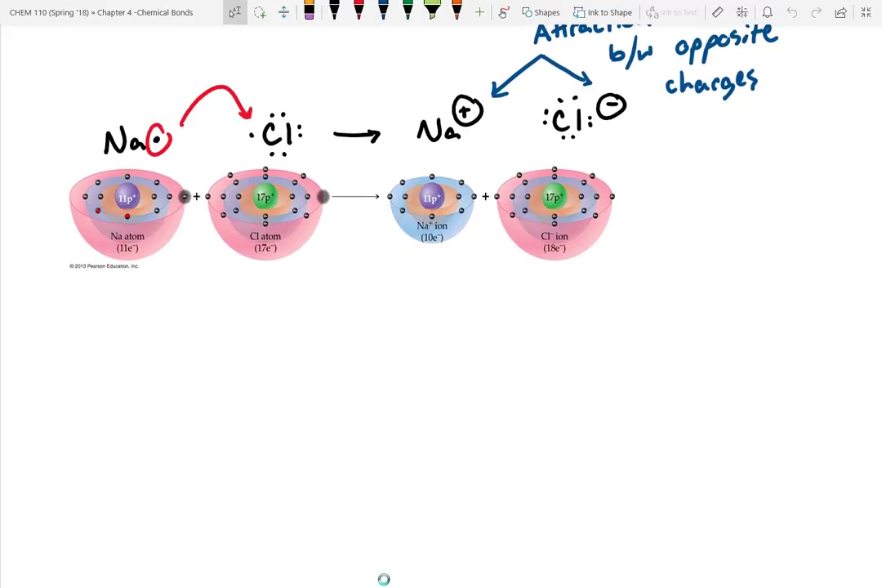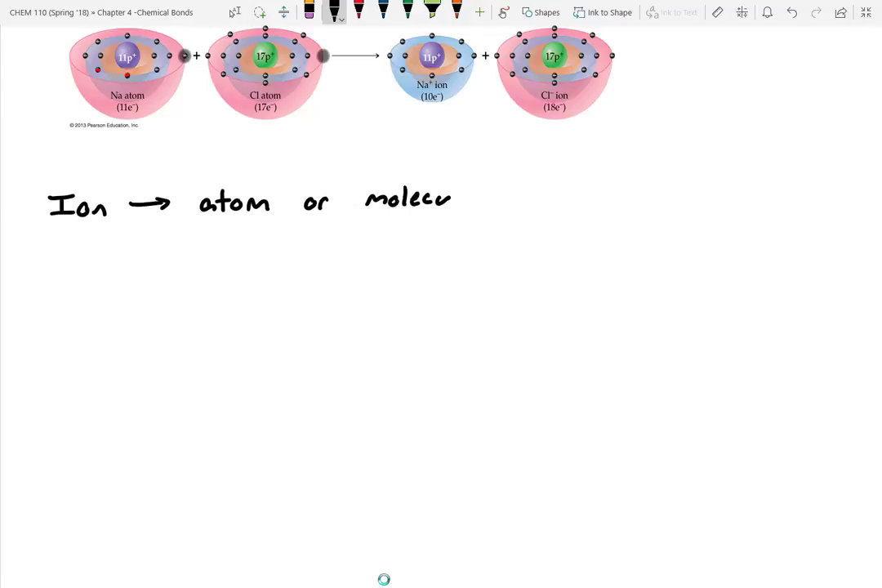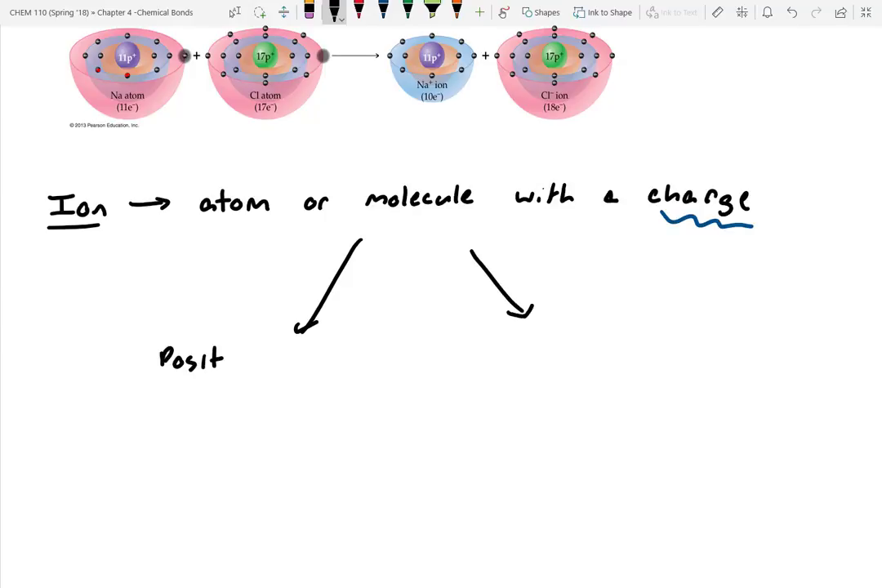So let's take a look at some nomenclature or some naming here. The generic term ion is an atom or molecule with a charge. It could be any charge, positive, negative, doesn't matter. An ion is just something that has a charge associated with it, right? And from this, you can split it up into two categories. If it has a positive charge, is that the cation or the anion? Cation. Okay, so that's the cation.